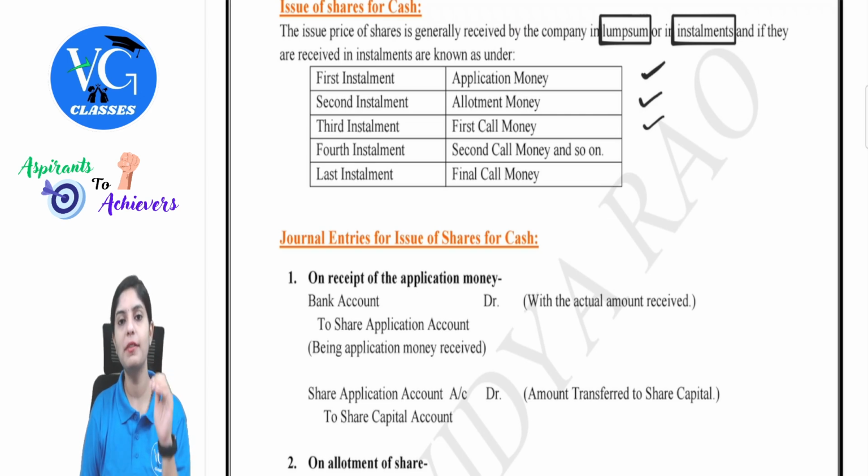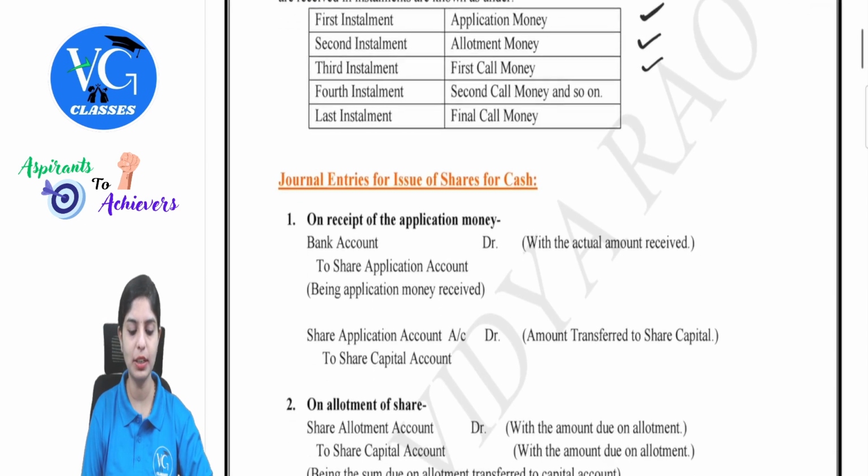At that point of time, I will directly credit the amount to share capital. Understand this is with respect to raising capital. The capital account by default will have a credit balance, so if I have to increase it, I will have to credit. So if it was a lump sum, one single entry: bank account debit, to share capital account, if it is equity share capital, or preference share capital if it is preference. So this was simpler if the issue of shares for cash was in one lump sum payment.